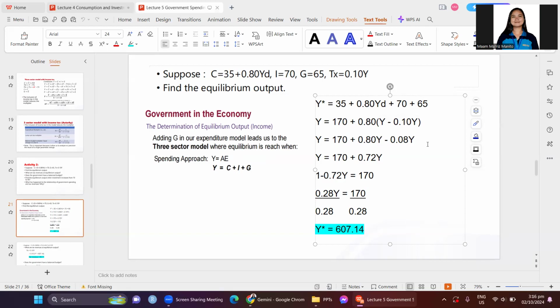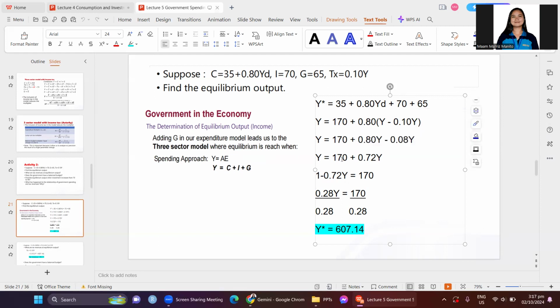Just check. Then, okay, negative 0.08Y. And then we add the Y's in this part, the income part, 0.80 plus, minus rather, we will subtract it. The I gets negatives, this is a minus sign. So 0.80 minus 0.08, so 0.72.